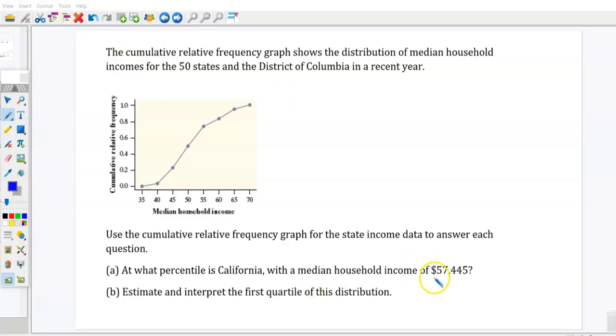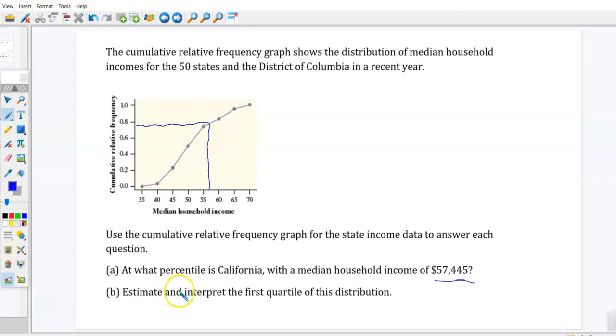Okay, with 57,000, you'd find 57 here. You draw it up as straight as you can, and draw it over as straight as you can. I don't know, somewhere around the 79th percentile is the median household income in California. I actually thought it might be higher.